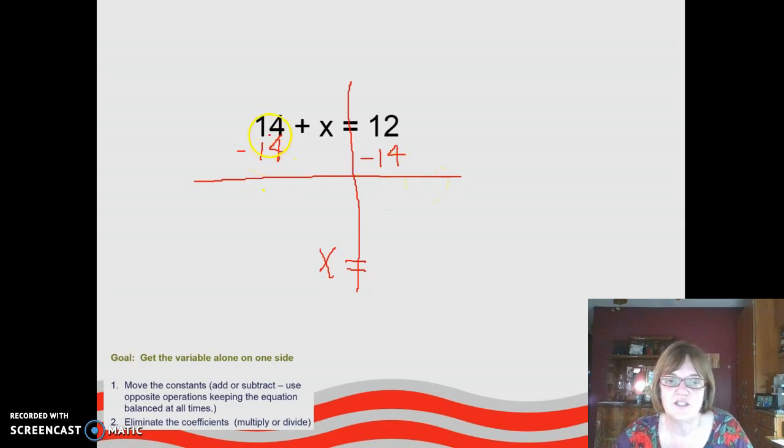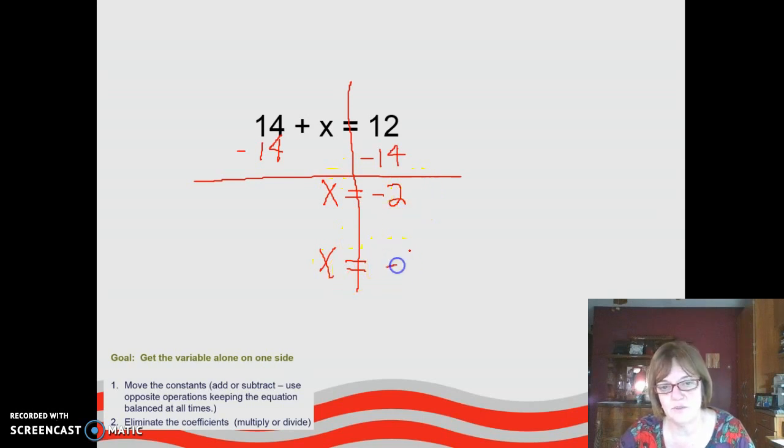It's just something I like to do. So I take 14, I subtract 14, that gives me nothing, right? And then I have x equals, what is this? 12 minus 14. That is 2, but remember, the negative goes with the bigger number, right? So that's a minus 2, okay? So x equals negative 2.